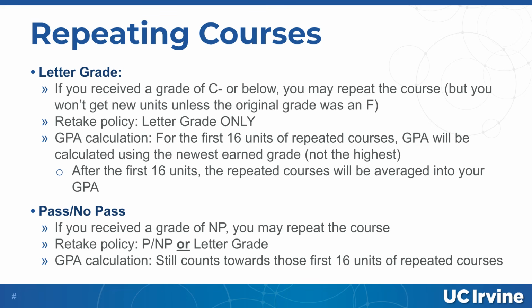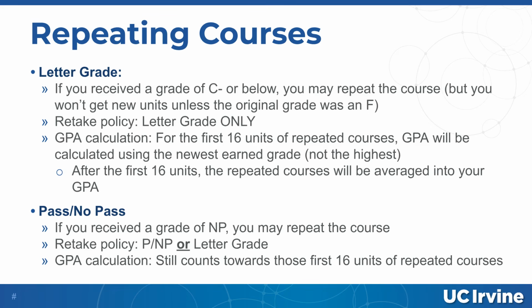There is an important policy to keep in mind regarding repeated courses. For the first 16 units of repeated coursework, your GPA will be recalculated using the most recently earned grade, not the highest. This means that if you earn a lower grade the second time, that lower grade will be used in calculating your updated GPA. To reiterate, this policy applies only to the first 16 units of repeated courses.